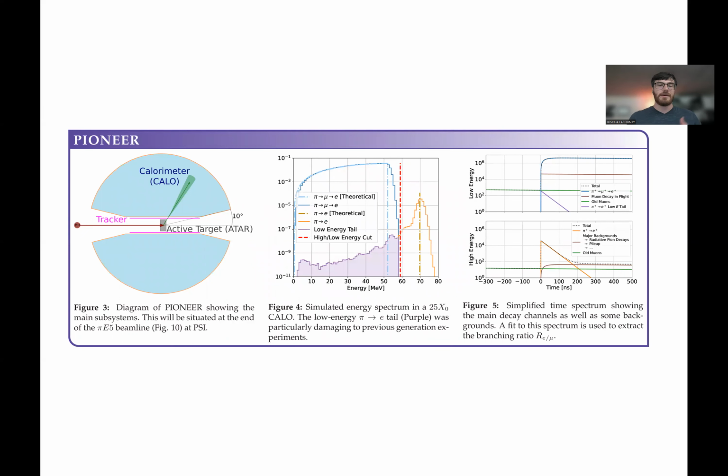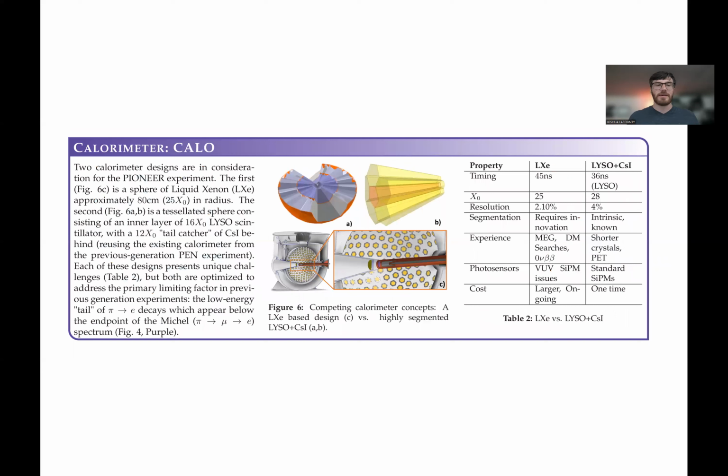Now, in practice, you end up with some complications due to calorimeter energy leakage, which means that you have a low energy tail that you need to account for. And this tail was particularly damaging to previous generation experiments and prevented them from reaching their systematic goals. Now we have two strategies for dealing with this. One is to build a longer, more uniform calorimeter to reduce that tail as much as possible.